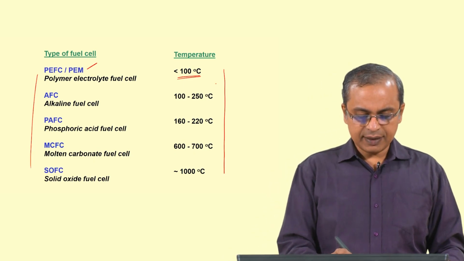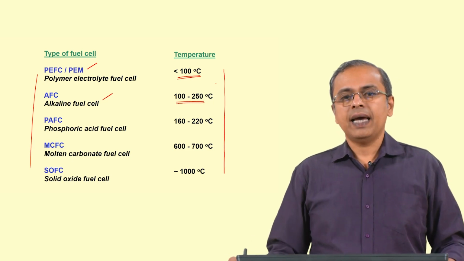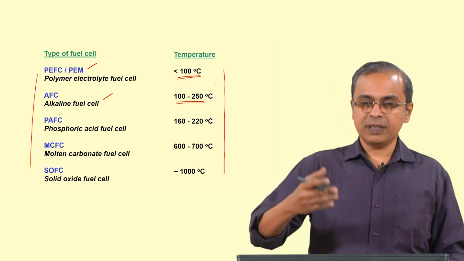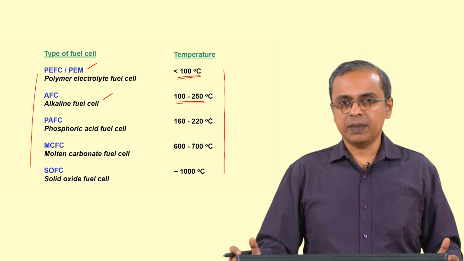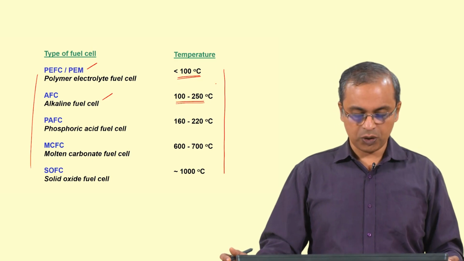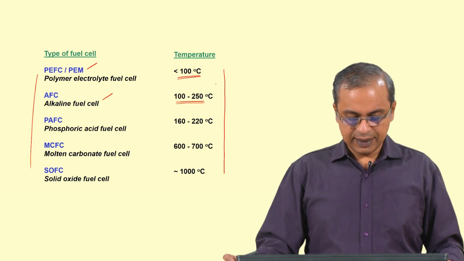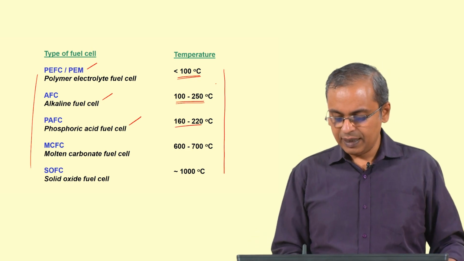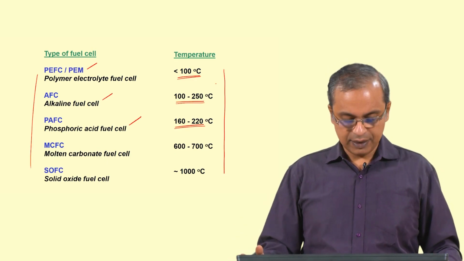The next type of fuel cell here is the alkaline fuel cell, and as you can see here, it operates between 100 and 250 degrees C. From here on downwards on this table you have fuel cells operating at progressively higher temperatures, and therefore in all of these fuel cells water is typically not in the liquid state. It is in vapor form that you are dealing with water, unless you pressurize it. So the alkaline fuel cell is the next one. At even higher temperatures, between 160 and 220 degrees C, you have the phosphoric acid fuel cell, so that is at an even higher temperature of operation.